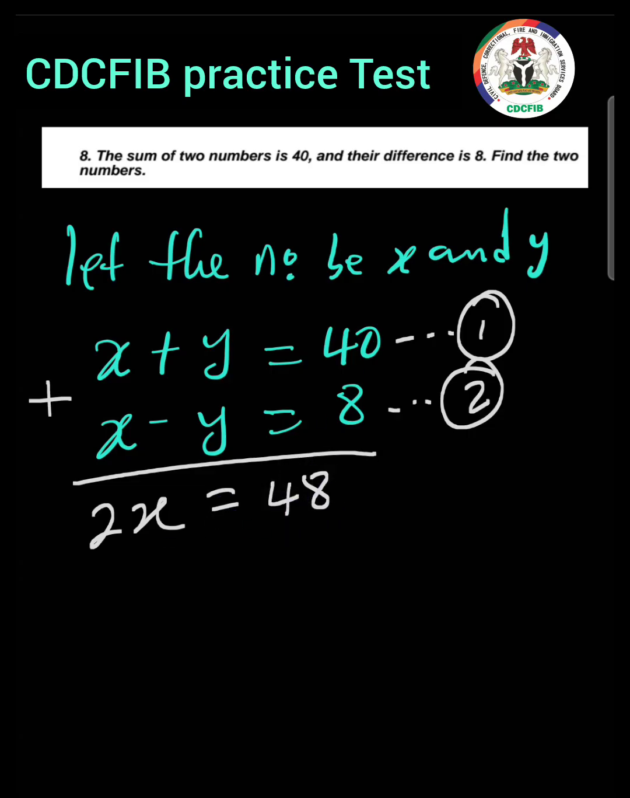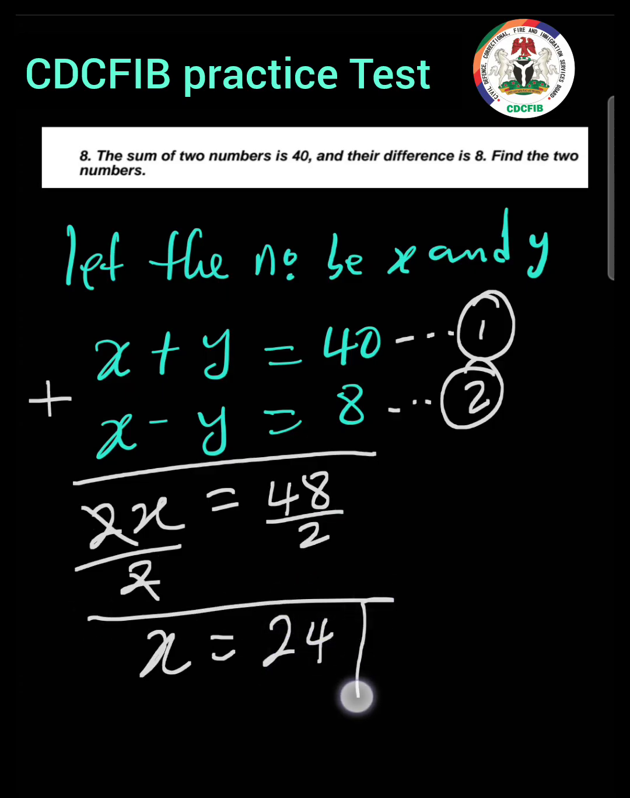Now to get the value of x from here, we need to divide both sides by the coefficient of x, which is 2, so that this 2 is going to cancel this 2. x will be equal to 48 divided by 2, which is going to give us 24. So the value of x is 24, right?